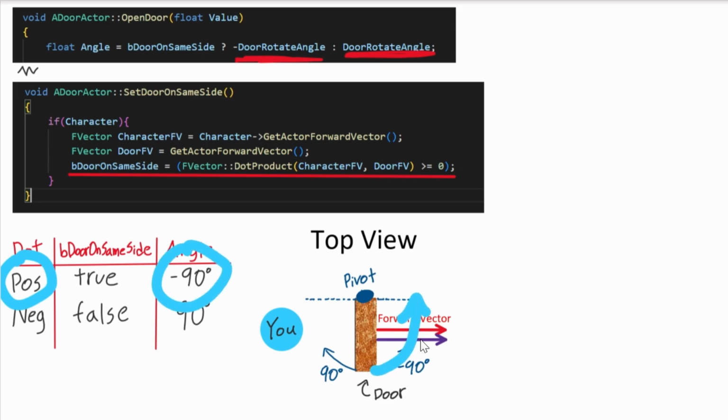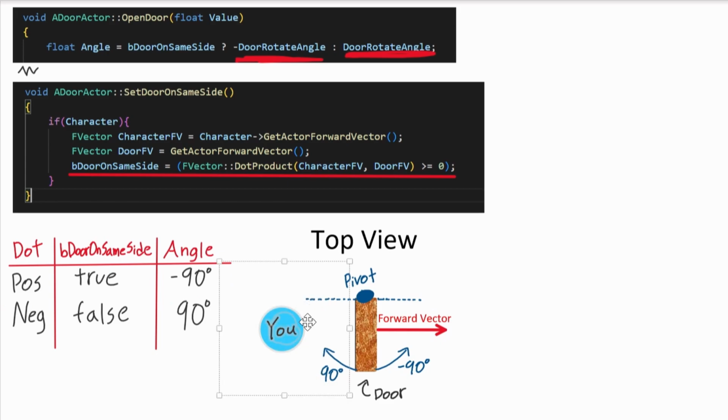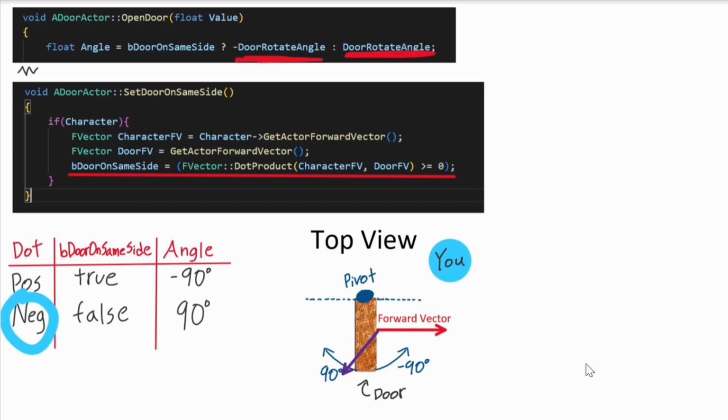We can also try another instance just to make sure this really works. Let's say your character is here, then the forward vector would be something like this, which is more than 90 degrees from the door's vector. So the dot product being a negative value would give the angle to be positive 90, opening the door outwardly again. Great, it works! You can always try the other possibilities yourself and see how it works.